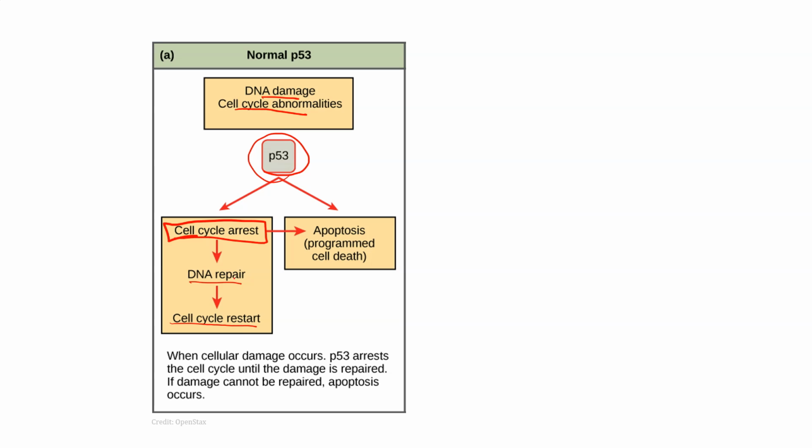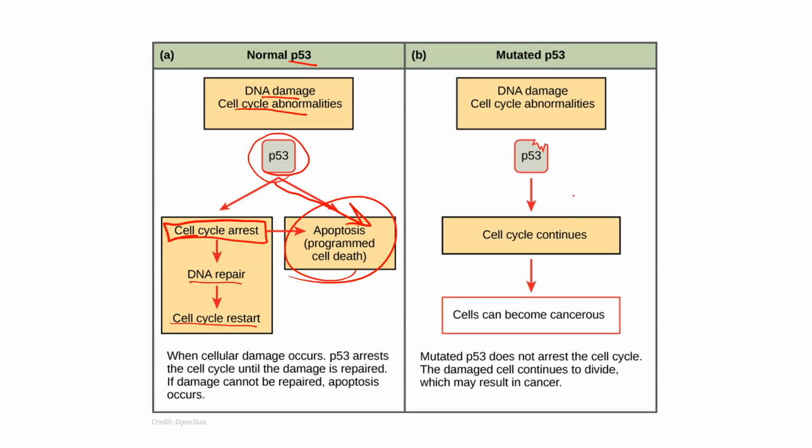If the DNA cannot be repaired, and there's something strange there that can't be fixed, then P53 should tell the cell to undergo apoptosis and destroy itself. But if UV radiation hits one of the genes that makes this protein, so that the protein is now a little bit misfolded, then if there is DNA damage and cell cycle abnormalities, this does nothing, or it does not adequately arrest the cell cycle, and so the cell cycle continues when it shouldn't. That can lead to the formation of cancerous cells. This is generally what happens in skin cancers.